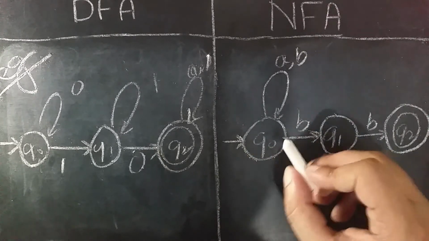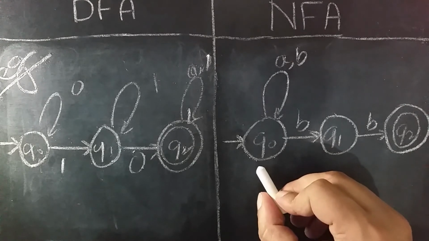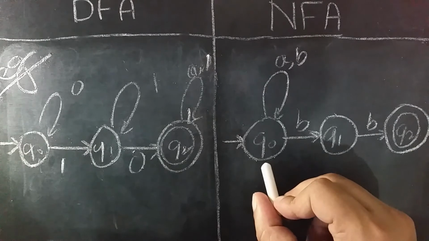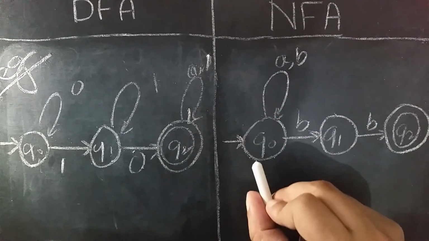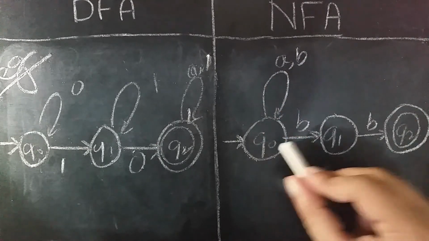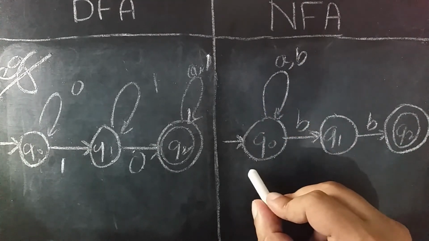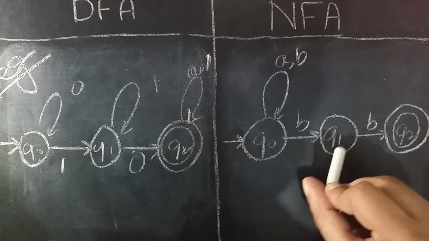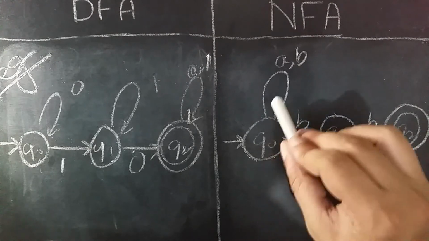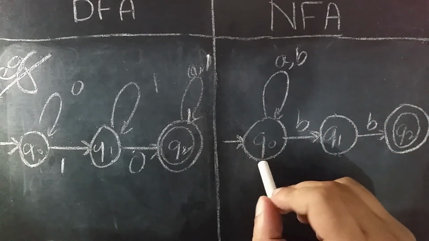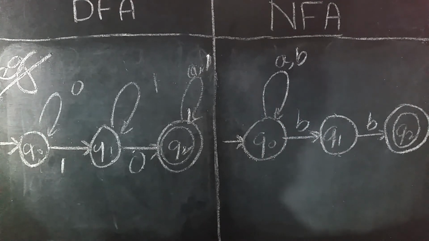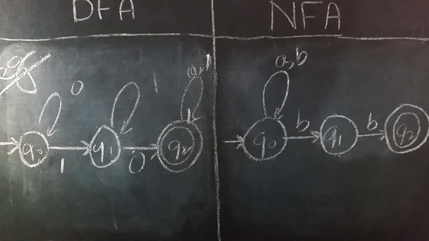Whereas in NFA, we'll start from Q0. If the input is A, we remain on Q0, and if the input is B, we remain on Q0, and there is one other transition from Q0 to Q1. So we have two transitions for input B, and in Q1, if we have B, we'll go to Q2. Since there are two transitions for a single input on one state, it is a non-deterministic finite automata. Now here is a summary of all the differences.